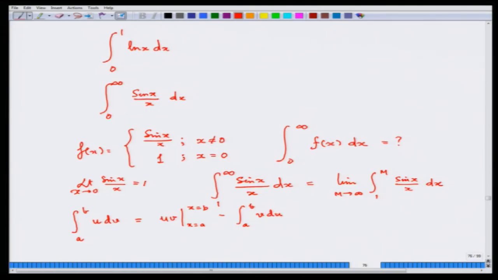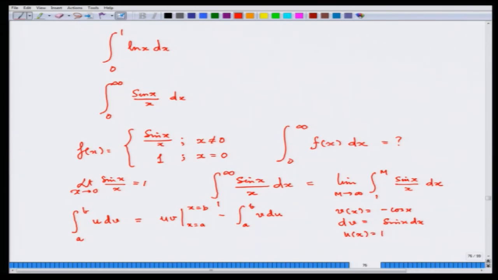Here you can understand, you have sin x into dx. So, if I take my v of x equal to minus cos x, then dv is equal to sin x dx. So, u of x is here equal to 1.